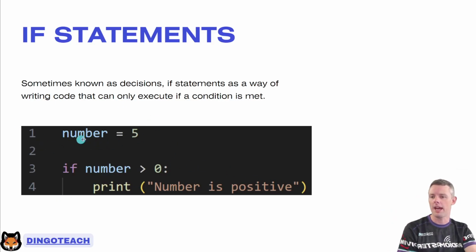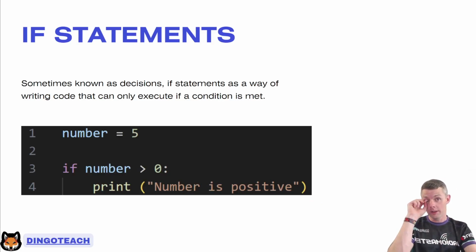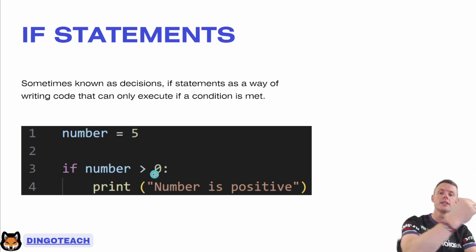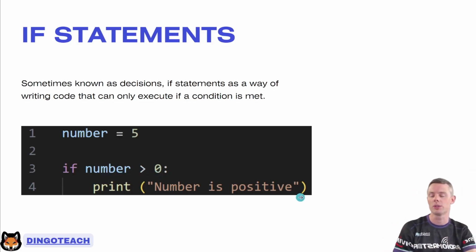I've got a variable. I'm allocating it to 5. So number equals 5. Great. If number is greater than 0, well, it is because it's 5, then print number is positive. Okay. So in this case here, all we would see as a user on the screen is number is positive because the if statement found out that 5 is greater than 0, so it prints that message number is positive.